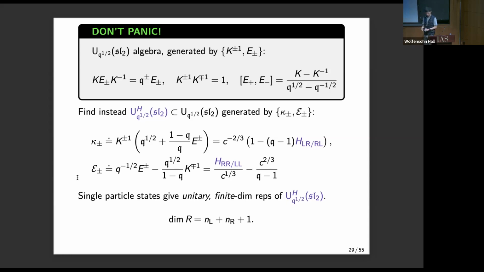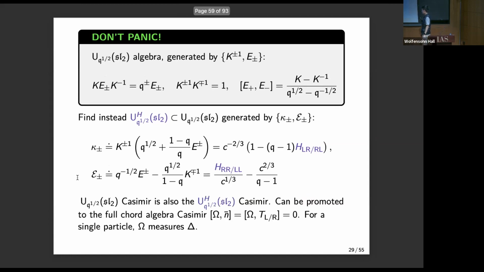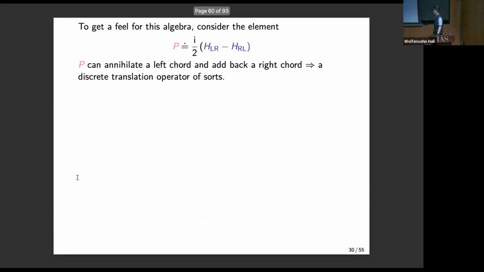And that makes sense. Since you're fixing the number of chords in the wormhole, you're just saying that there's like 3 chords, and the possible locations of the particle are limited, right? So this is a direct consequence of the fact that there is something discrete in both. Furthermore, we can find some Casimir, and that Casimir can be promoted to full Casimir of the algebra. Okay, so that was quite abstract.